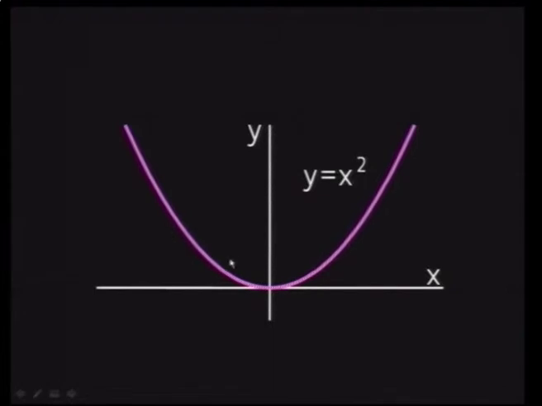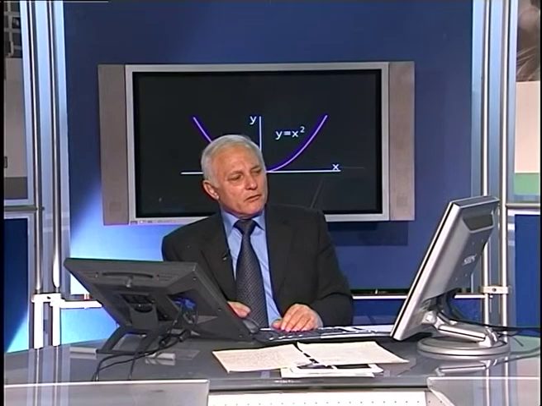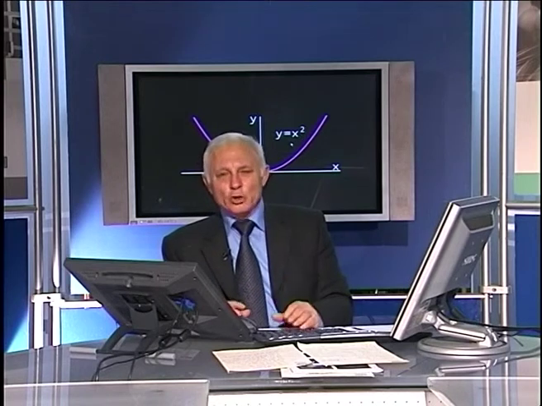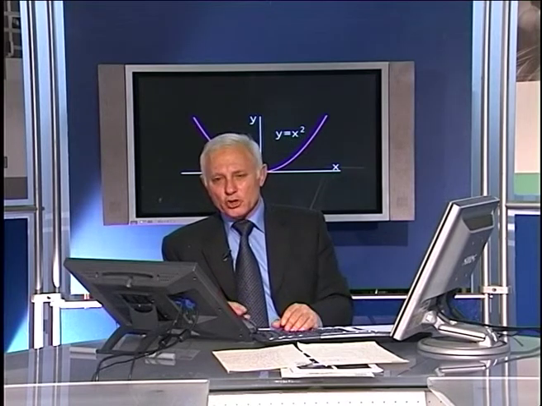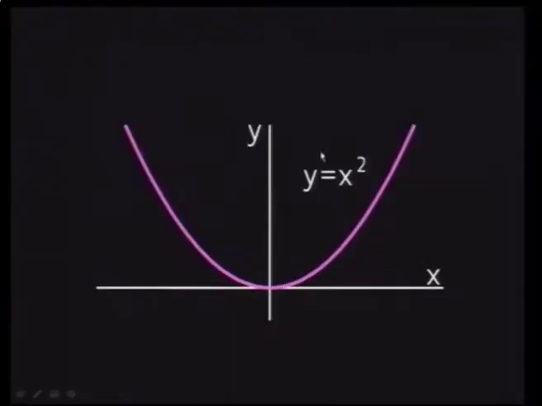For example, this function has domain R because with x squared on your calculator, any value of x will work out. There is no such value for which the calculator will refuse to function. So the domain is R. But the range here, x squared, is always positive. And therefore your range will start from 0 till infinity.